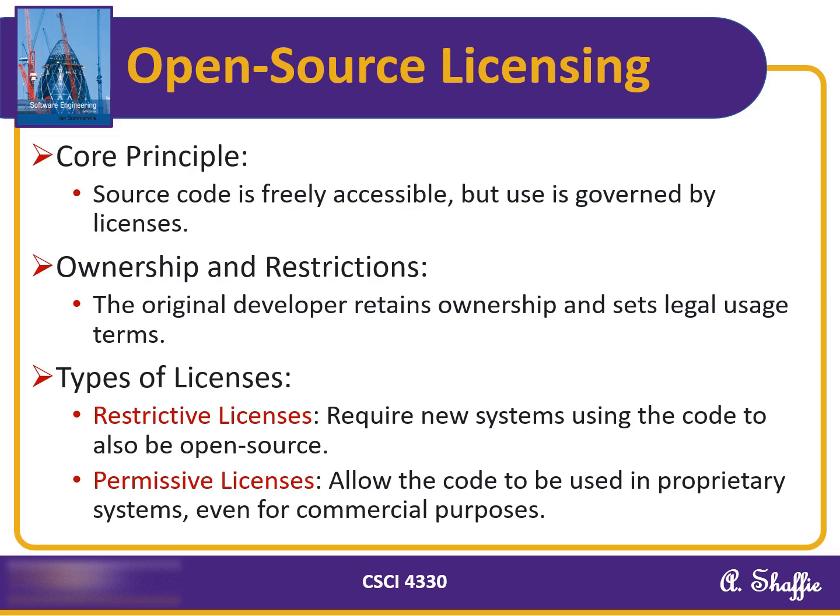There are two main types of open source licenses. The first one is a restrictive license. This requires any new system using the open source code to also be made open source. This ensures that the open source philosophy is preserved. The second one is a permissive license. This allows the code to be used in different systems, even for commercial purposes. This type of license provides more flexibility for companies and developers. In the next slide, I will cover these different licenses in detail.